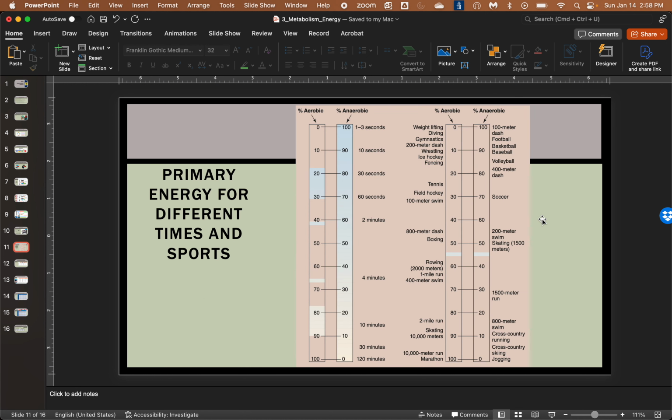So this chart is really helpful. It can get you a better understanding of time and intensity. Over here on the left-hand column, this is all about time, right? You can see as we get to longer periods of time, we shift more to aerobic and less from anaerobic. And then over on the right-hand side, it's going to give you basically the same chart, but instead of time, it's going to give you some sports examples, which can help you link this up with real life.